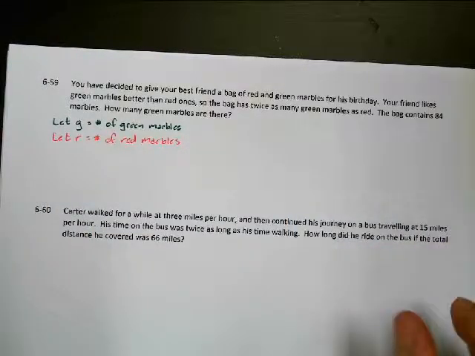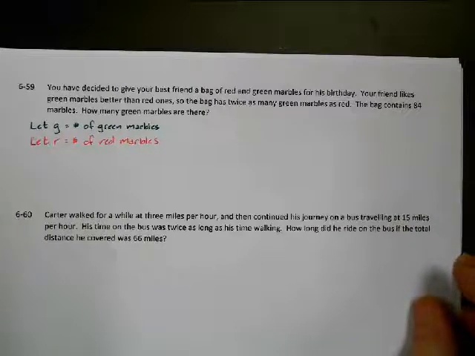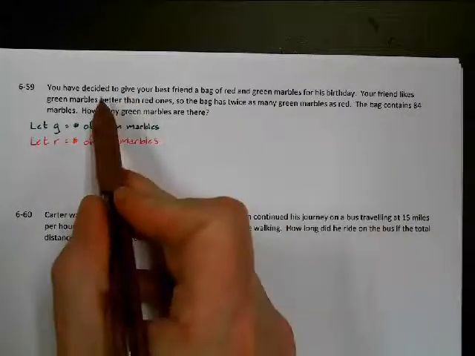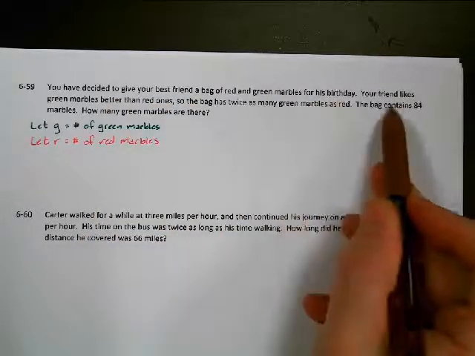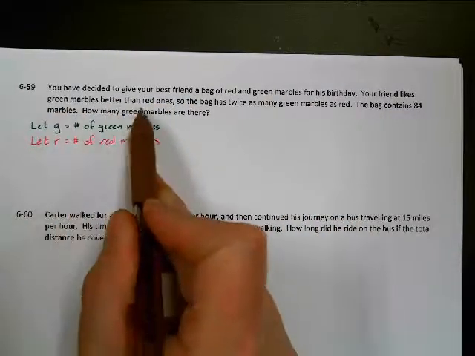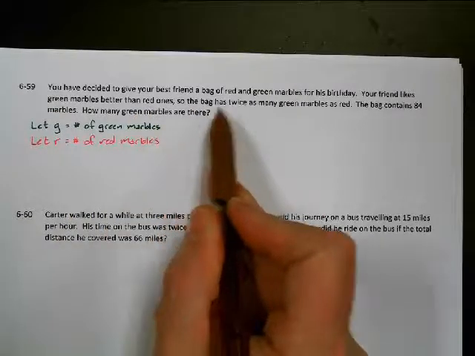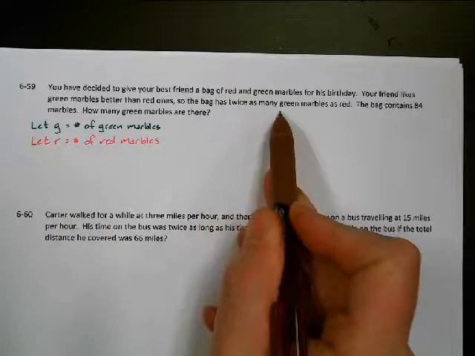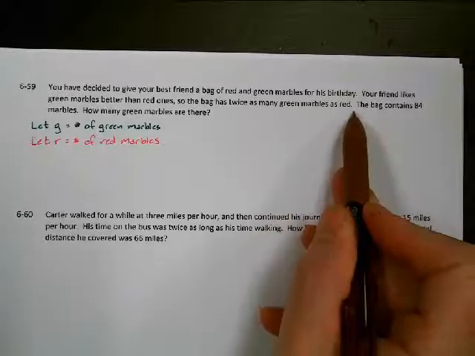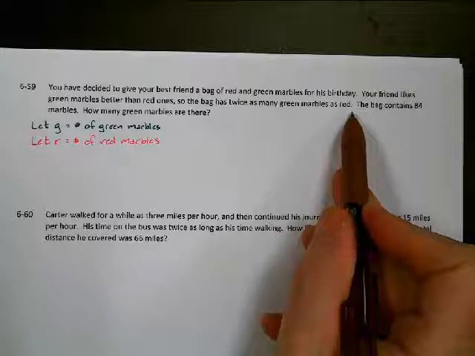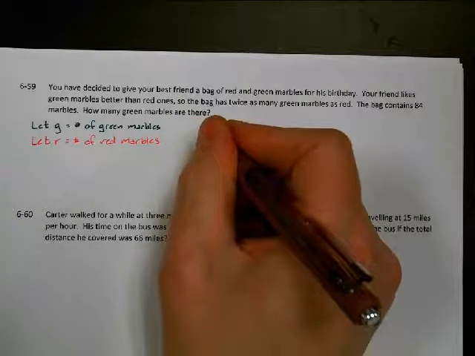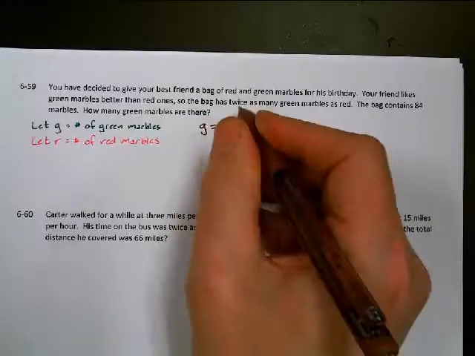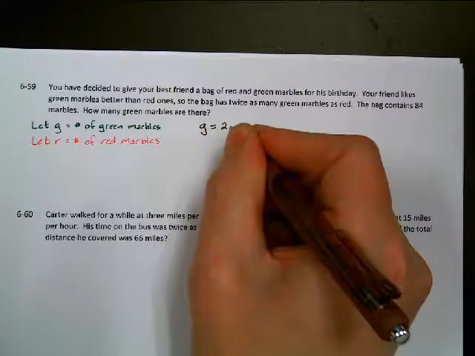Okay, let's read through and see if we can find one. Okay, blah, blah, blah. That's just fluff. Your friend likes green marbles better than red ones. That's fluff too. The bag has twice as many green as red. So there's twice as many green, so there's more green than red. So one way that we can write that is that green equals 2 times the red, because there's twice as many of these than there are these.